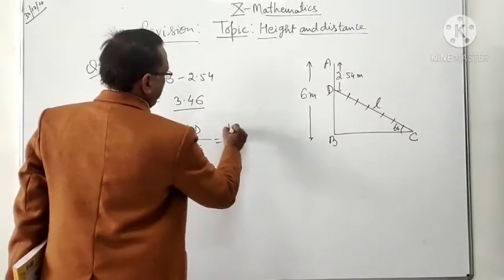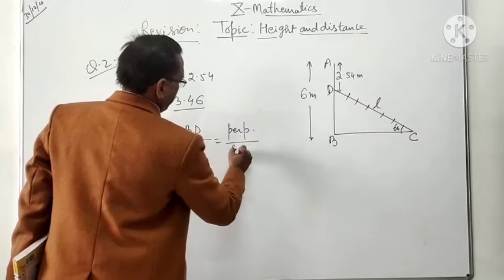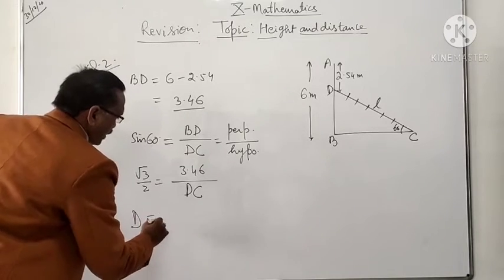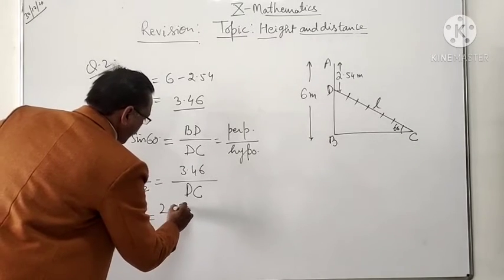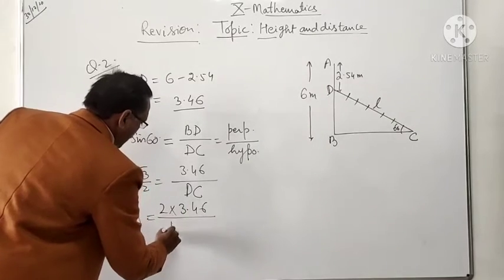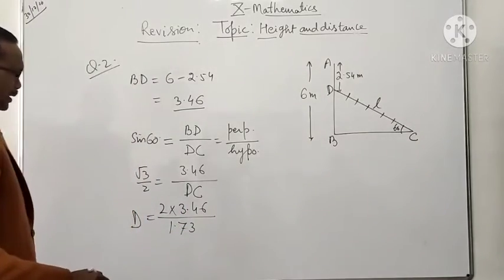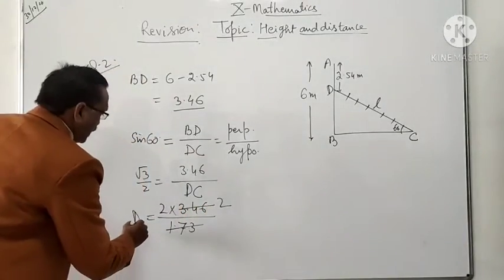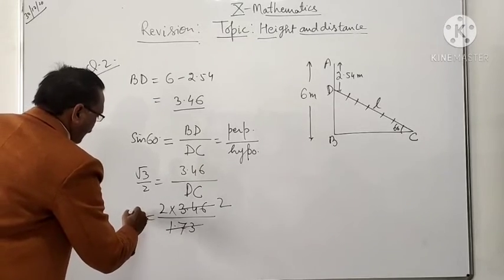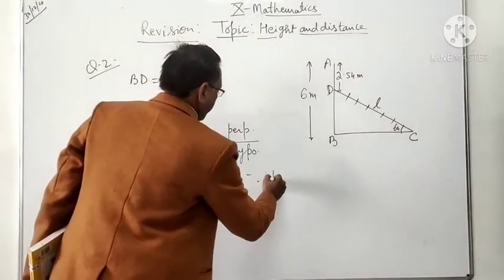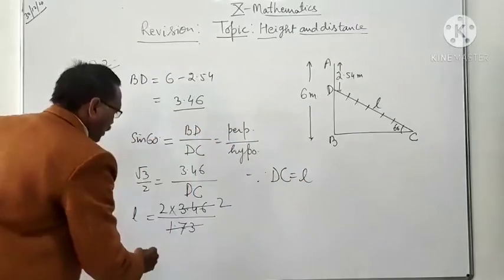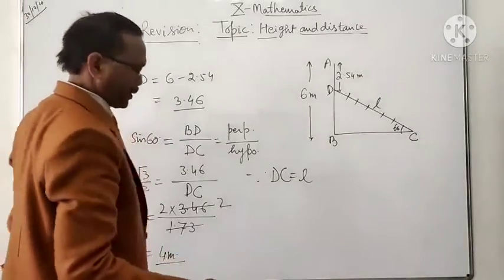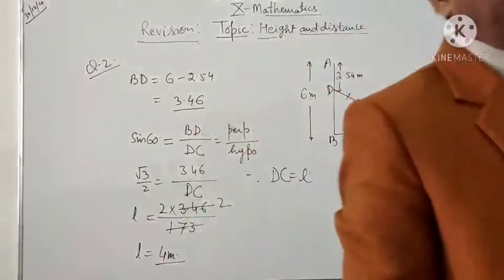Sin theta is perpendicular upon hypotenuse. Now DC equal to 2 into 3.46 upon root 3, it is 1.73. Then it's just twice. So the length of the ladder, which is L, DC is L. So length of ladder L is 4 meter. Length of the ladder is 4 meter.